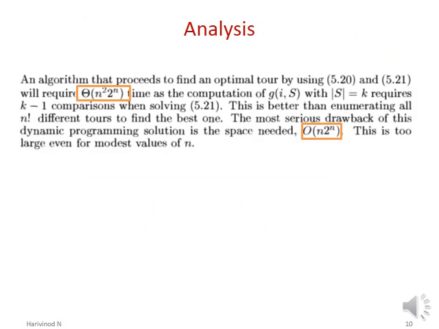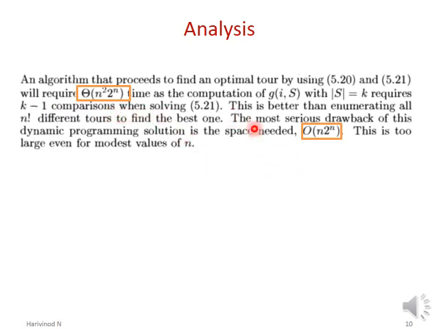Coming to the analysis part, it is better than the naive algorithm. The algorithm that proceeds to find the optimal tour by using the recurrence relation requires theta of n square 2 to the power n. This is the time complexity. This is because the computation of g of i comma S, where S contains k number of elements, requires k minus 1 number of comparisons.